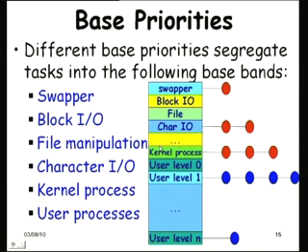And the memory is full. No. The question is, why is this priority allocation into bands here? The swapper is the highest priority process. Block IO next, file IO next, character IO next, and the kernel process is not requiring IO. They operate at this level. Why is that?